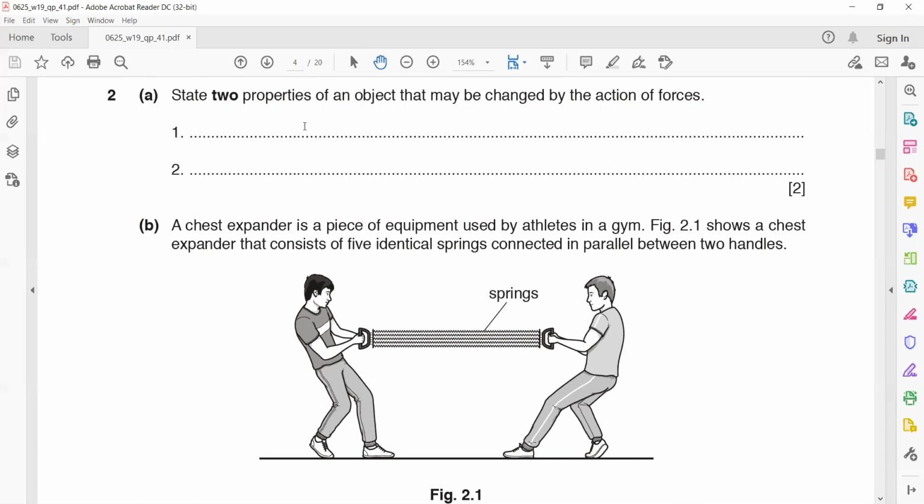The state here means if an object is at rest, it will make it move. Basically, one you will write shape and another one direction or velocity.